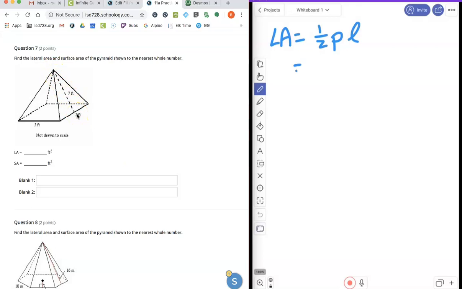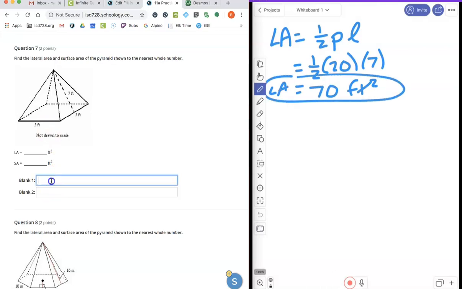So for lateral area, we're pretty much ready to go. We have 1/2 the perimeter of the base. This is a 5 by 5 square, so 5, 5, 5, and 5. They will add up to 20, 5 times 4. And then the slant height is 7. So 1/2 of 20 is just 10. So 10 times 7 is 70. 70 square feet is our lateral area. So that's our answer for this one.